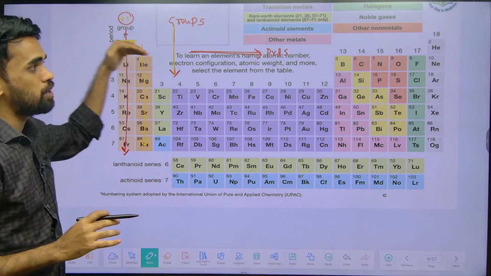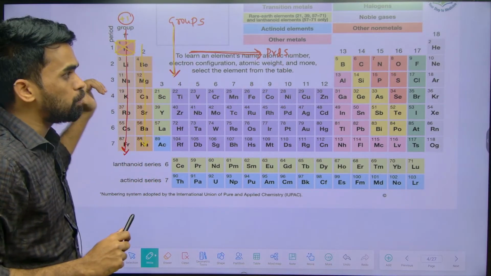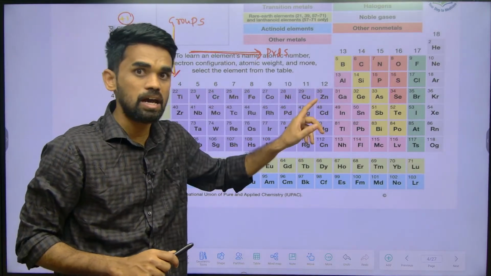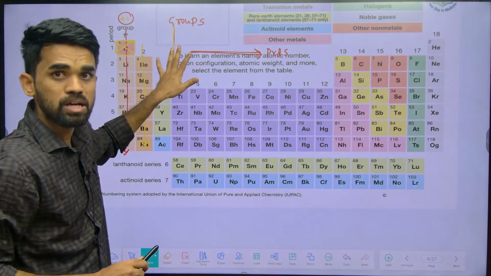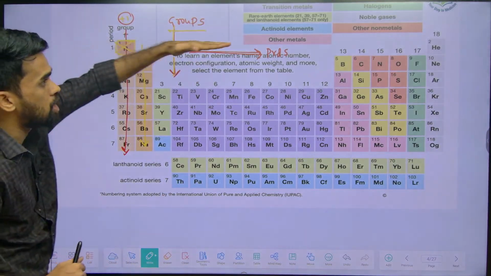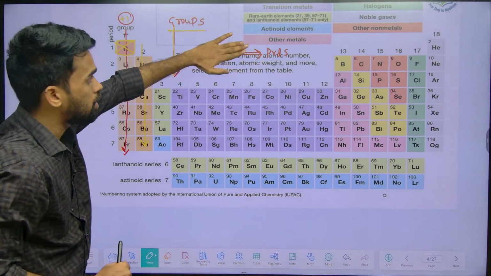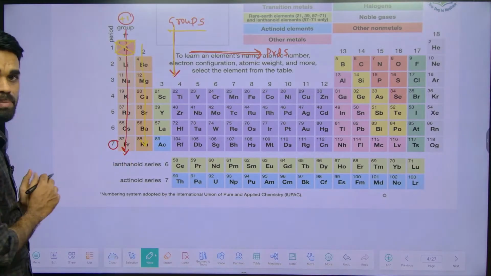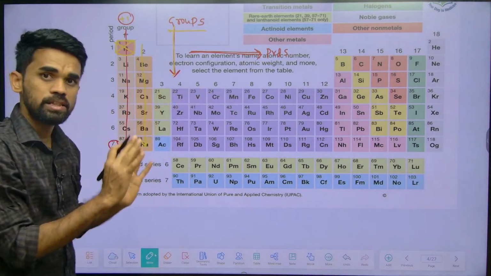If you observe the complete periodic table, there are 18 vertical columns. All of them are considered as groups. And horizontal rows are called periods. How many of them? 7 periods, 18 groups. This is the story.